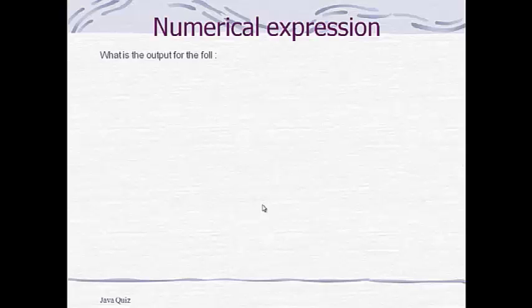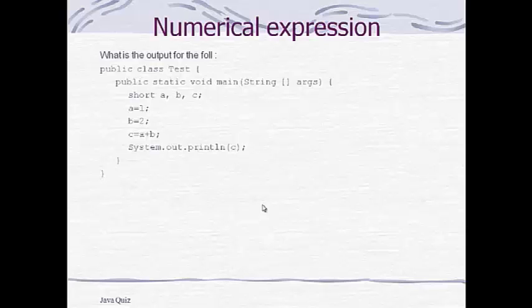Numerical expression. So we have declared A, B and C, all of them short. We have initialized A and B, and we are saying C is equal to A plus B. If you print C, what will be the output? Will it give a compile error, or will it be 3 or 3.0, or will it give a runtime exception?